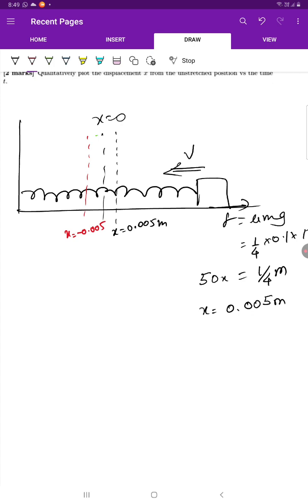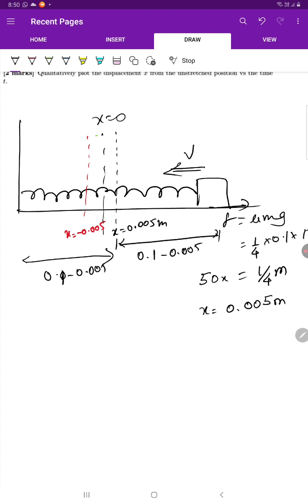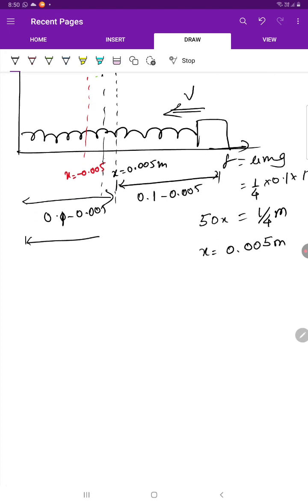Now, what will basically happen is that when the block is moving towards the left direction, initially it will have an amplitude of oscillation equal to 0.1 minus 0.005. It will go further by the same distance in the negative direction, that is 0.1 minus 0.005. Now, this is the distance from the apparent mean position. Now, what will be the distance from x equal to 0 to the extreme position? That will be 0.1 minus 0.005 minus 0.005, which will come out to be 0.09.